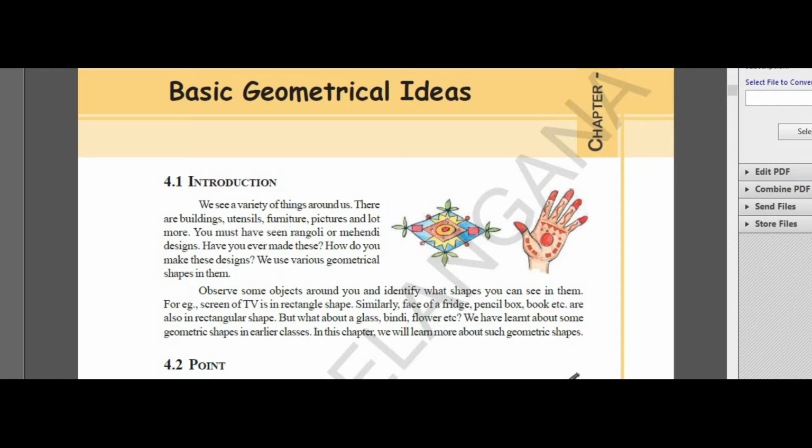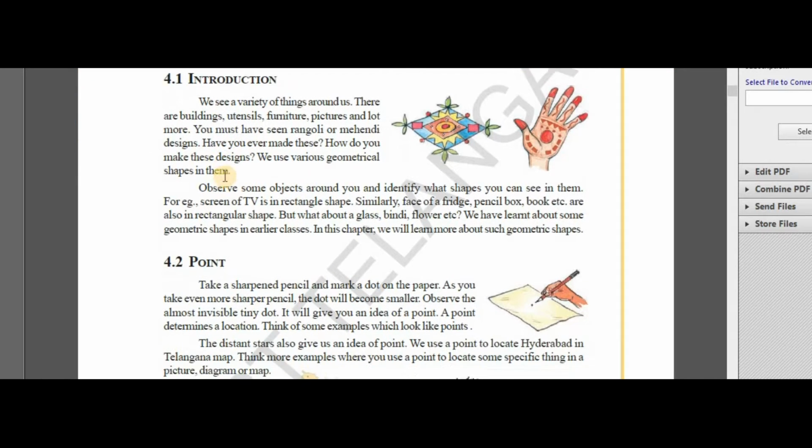So here he has given similarly face of a fridge, pencil box, book, etc. are also in rectangular shape. But what about glass, bindi, flower, etc.? We have learnt about some geometric shapes in earlier classes. In this chapter we learn more about such geometric shapes. Okay, so he's talking about 3D shapes.